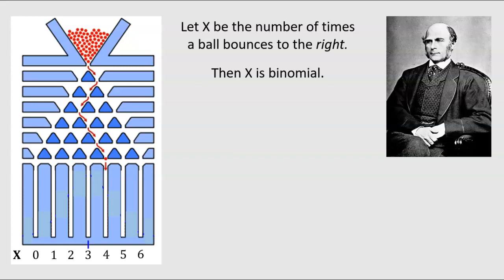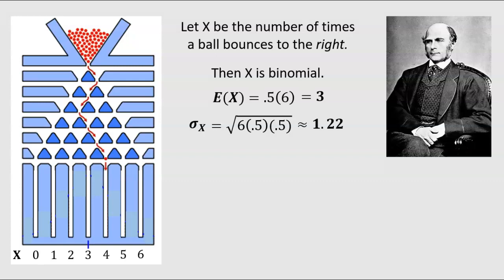Having identified x as a binomial random variable, we can do all the usual calculations. For instance, take the expected value of x. Of the 6 turning points, we expect 50% to go to the right, so the expected number of right turns for a randomly chosen ball is 3. As for the standard deviation of x, this will be the square root of the number of trials, 6, times the probability of success, 0.5, times the probability of failure, 0.5 again, which comes out to about 1.22.